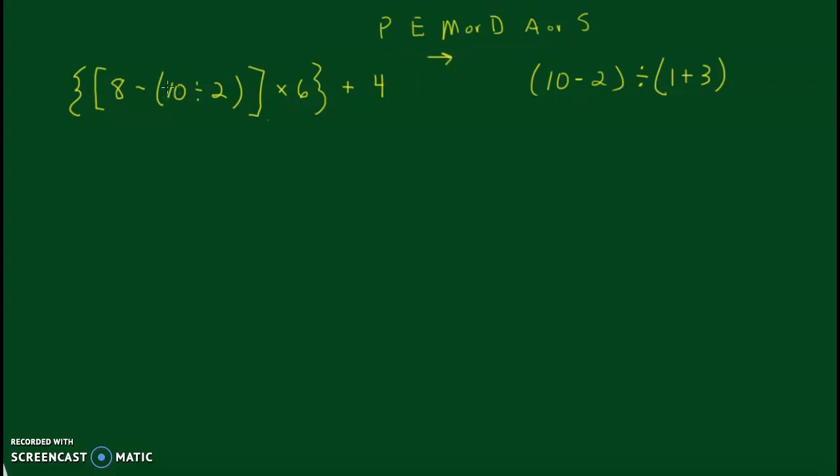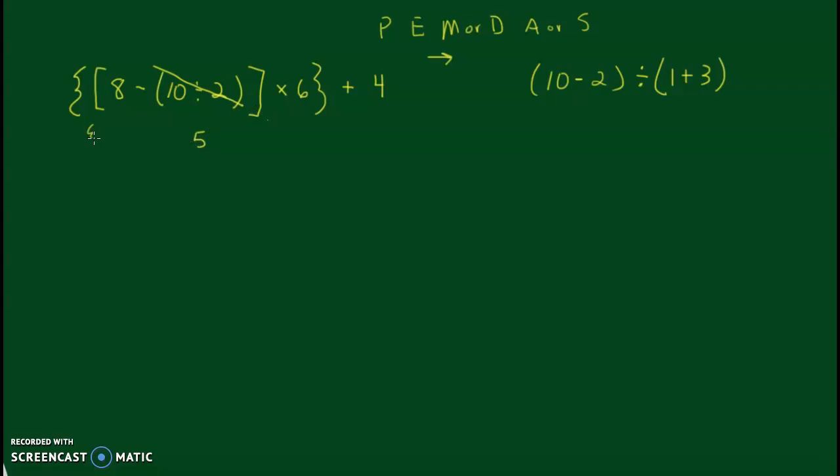So our first problem here not only has parentheses, it also has braces and brackets. So here we start with what's in our braces. And within our braces, we have to move on to our brackets. And then within our brackets, the first thing we have to do is the parentheses. So I'm going to start with 10 divided by 2, and 10 divided by 2 is 5. So I'm done with that.